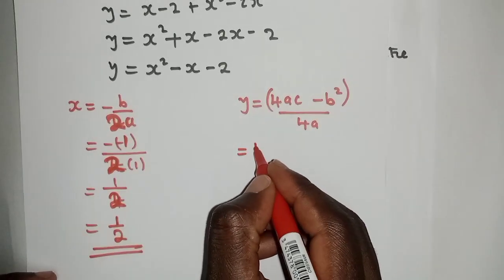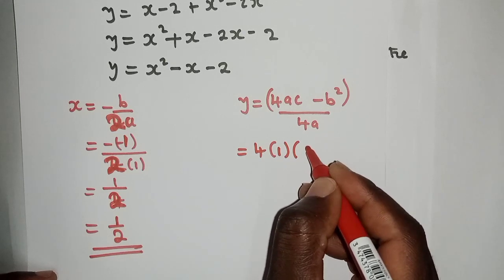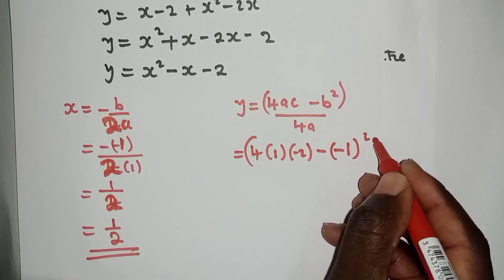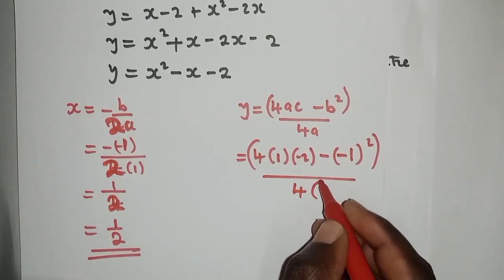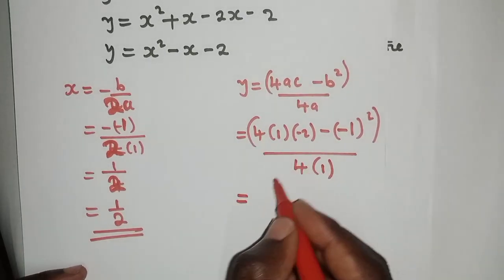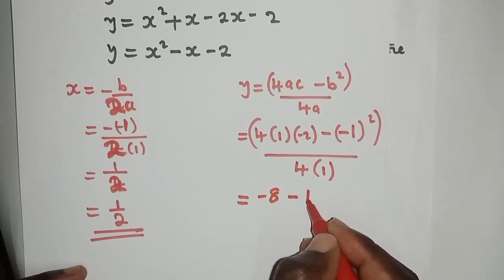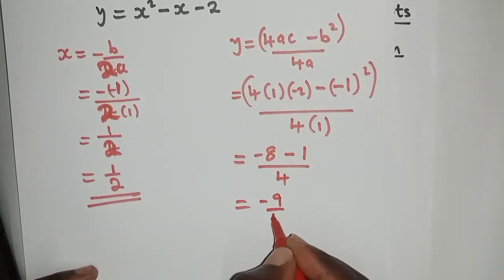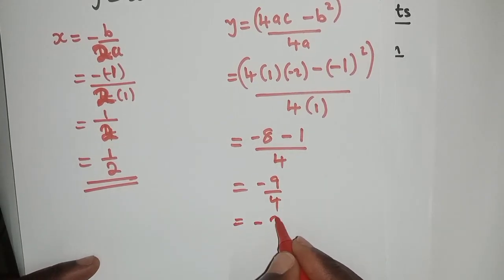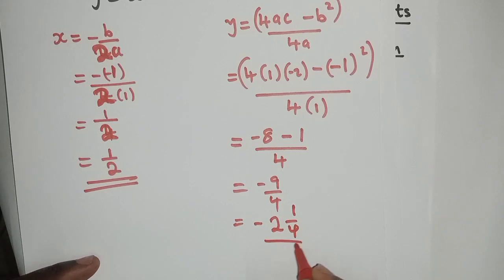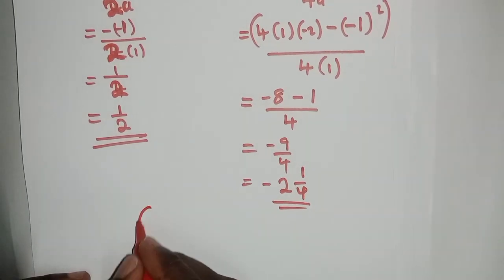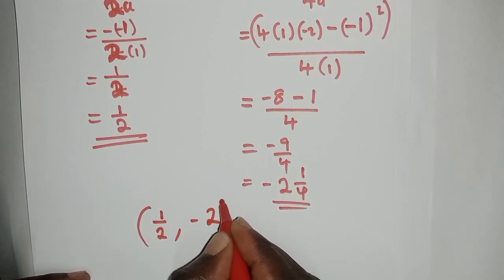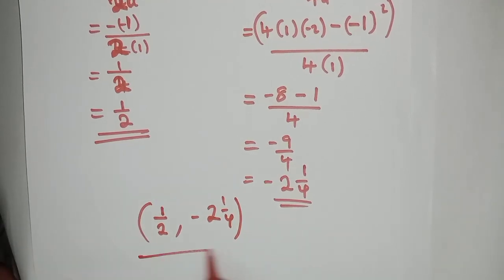Here you have 4. A is 1. C is -2. Minus B is -1. Here we have 4. Our A is 1. So we can work out things. We have -8 minus 1/4. And here we have something like this, which is the same as this. So the coordinates here will be half, and this. Okay, so we have this, very important.